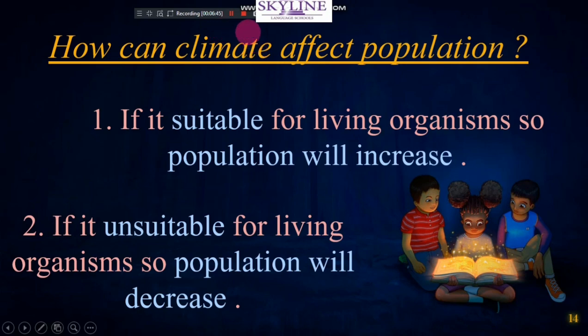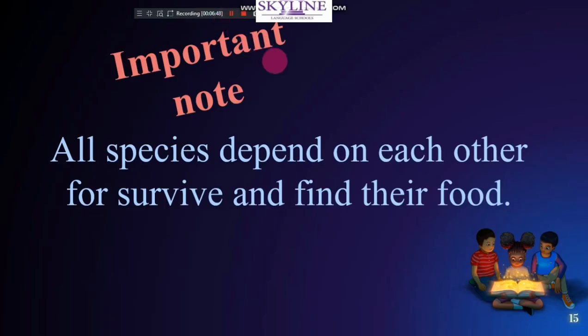Okay, important note for you: all species depend on each other to survive and find their food. We depend on animals to find our food, and animals depend on plants to find their food. So all species depend on each other to survive and find their food.